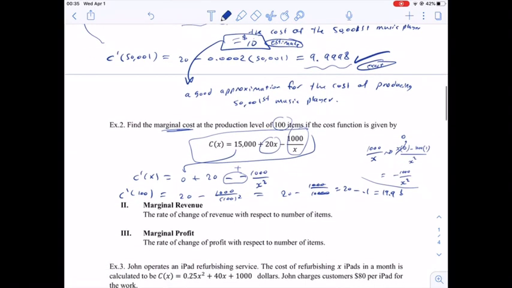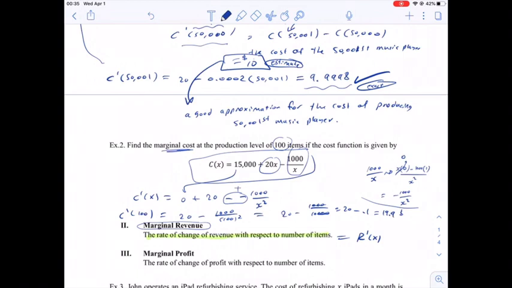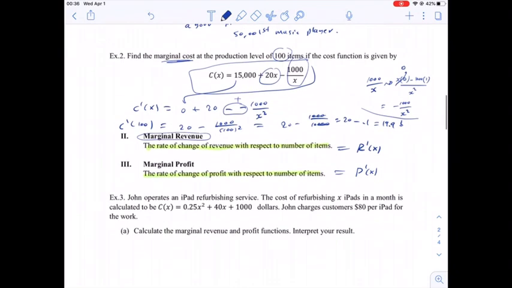Okay, now we have other concepts like marginal revenue. By marginal revenue we mean the rate of change of revenue with respect to the number of items, and that is r prime of x. If we find the revenue function, then we just find the derivative to find the marginal revenue. The marginal profit is the rate of change, that means the derivative of profit with respect to the number of items. This means we find the profit function p, and then we differentiate it.